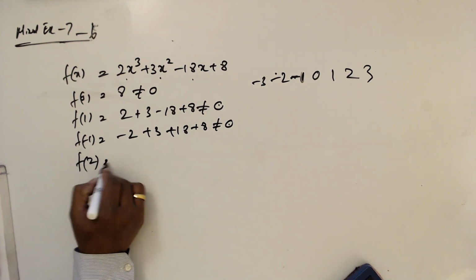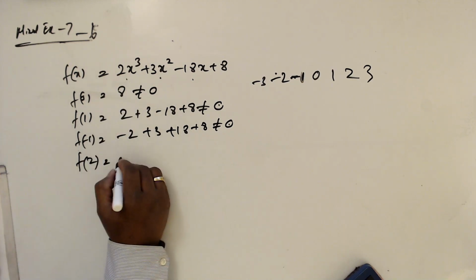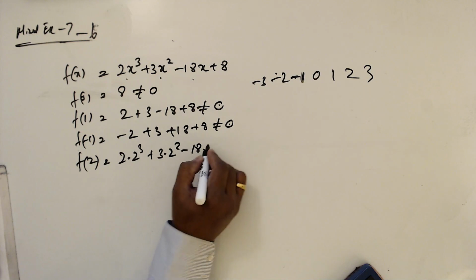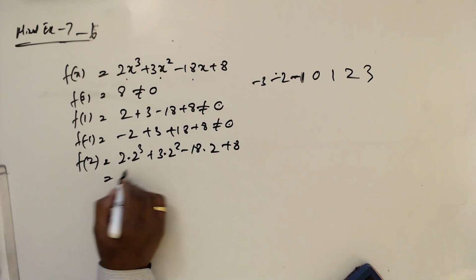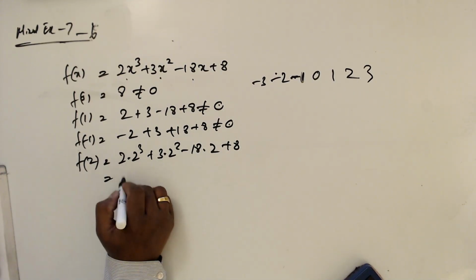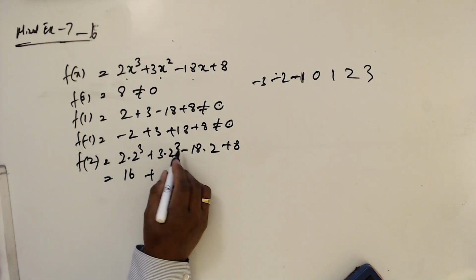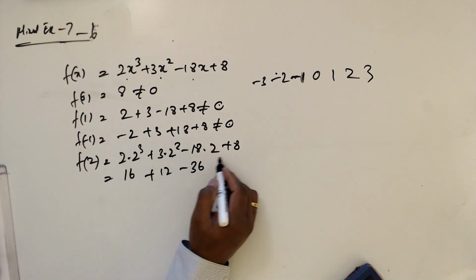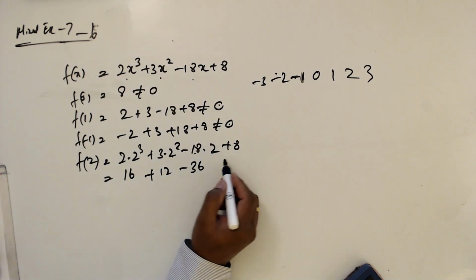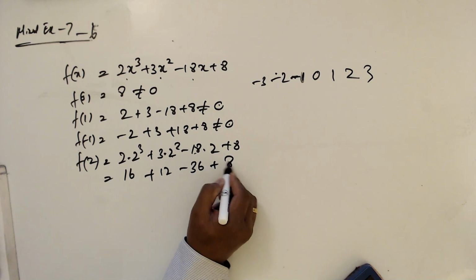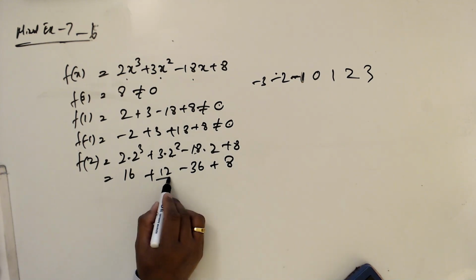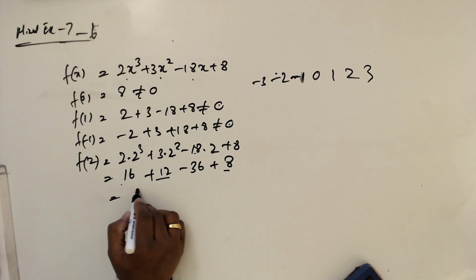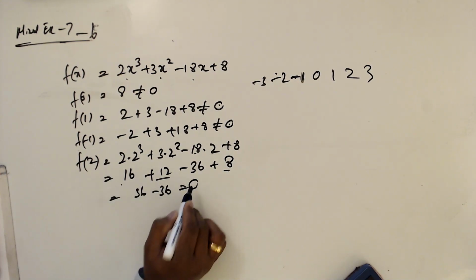Then 2: 2 cube plus 3 times 2 square minus 18 times 2 plus 8. So 2 cube is 8, times 2 is 16. This is 2 square, 4 times 3 is 12, minus 36, 18 times 2, and this is going to be 8. So 12 plus 16 is 28, plus 8 is 36. Yeah, plus 36 minus 36 equals 0.